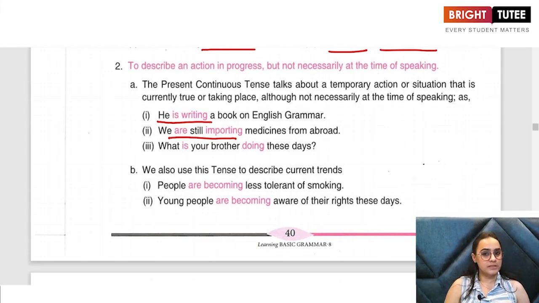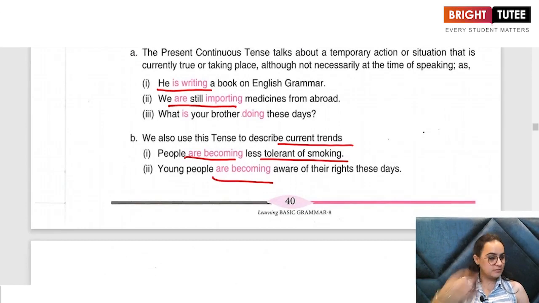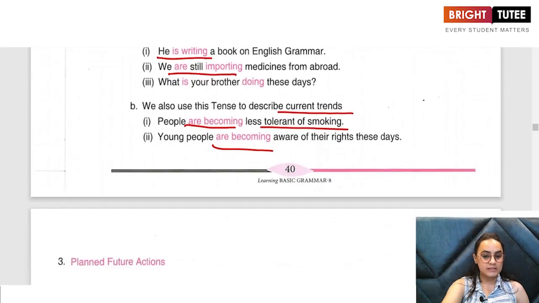The next usage is to describe current trends, those things which are taking place, which are in trend these days. People are becoming less tolerant of smoking. So this is the trend. The tolerance level of people with respect to smoking is getting lesser day by day. Young people are becoming aware of their rights these days. So this is a trend that the youngsters are getting aware of their rights. So it is written in the present continuous tense.